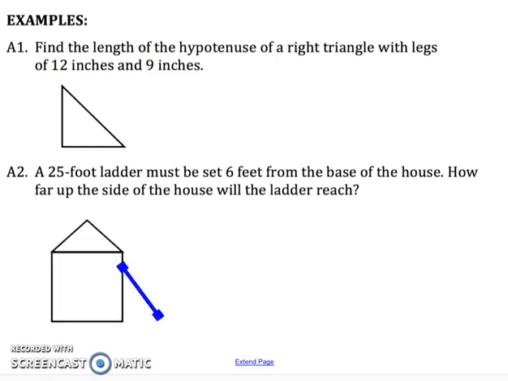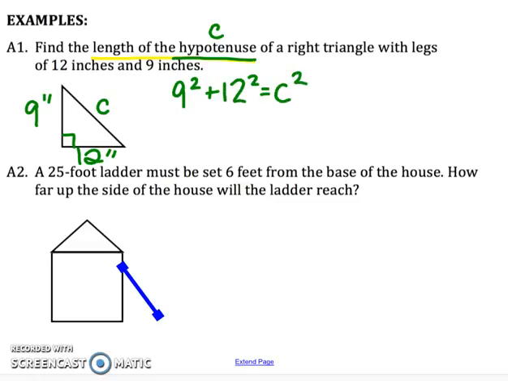In example 1, it says find the length of the hypotenuse of a right triangle with leg lengths of 9 and 12. So I'm going to mark my right angle, I have 9 inches, and I have 12 inches. What's missing is the hypotenuse, and I'm going to label that length C. Setting up my Pythagorean theorem, I have 9 squared plus 12 squared equals C squared. If I do the math, that's 81 plus 144, and that totals 225.